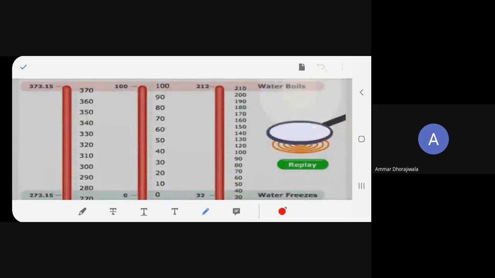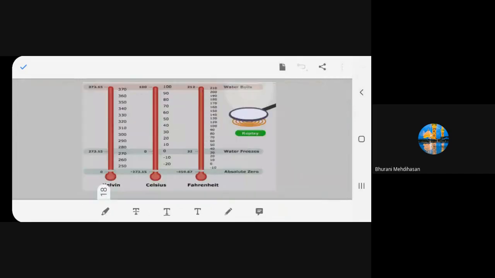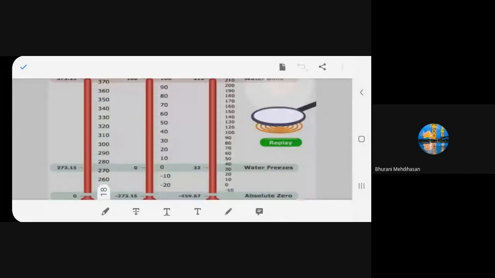In this case, you can see over here 100. It is the boiling point in Celsius. 212 in Fahrenheit is the boiling point. And in Kelvin, when you add 100 to 273, it becomes 373.15. Do you agree, beta? Yes, this is the comparison between Kelvin, Celsius, and Fahrenheit scale.